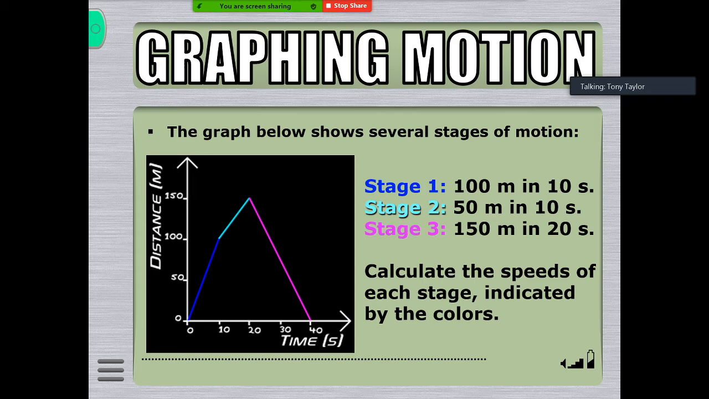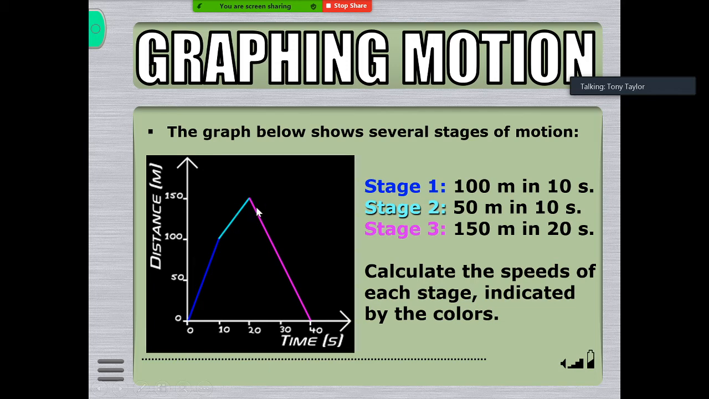So let's do the math. Stage one represents the line in dark blue here. The object moves 100 meters in 10 seconds. So the rise is 100 and the run is 10. When we do rise over run, 100 divided by 10, that gives us 10 meters per second. So that's our velocity for stage one.